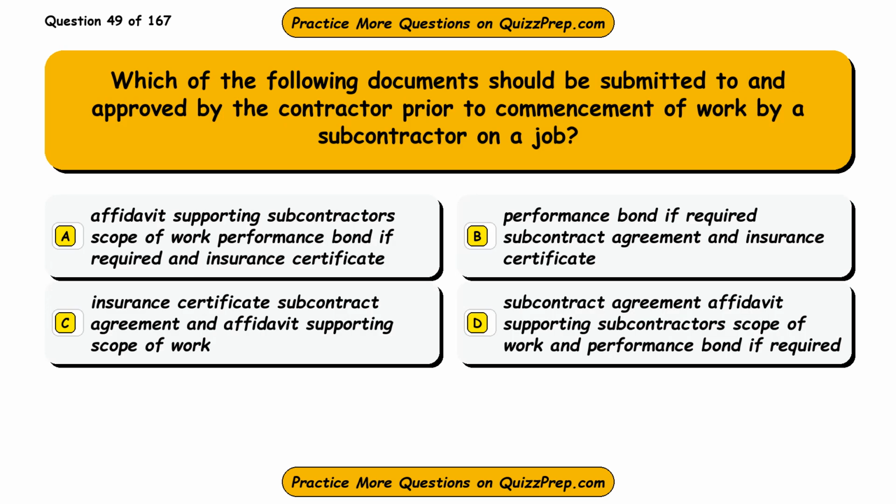Question 49. Which of the following documents should be submitted to and approved by the contractor prior to commencement of work by a subcontractor on a job? Option A, affidavit supporting subcontractor's scope of work, performance bond if required, and insurance certificate. Option B, performance bond if required, subcontract agreement and insurance certificate. Option C, insurance certificate, subcontract agreement and affidavit supporting scope of work. Option D, subcontract agreement, affidavit supporting subcontractor's scope of work and performance bond if required.